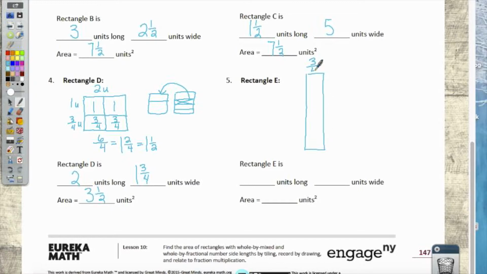3/4 at the top. Yeah, and 5 on the side. Okay. And did we use that 1.5 strategy to help us? We sort of did.